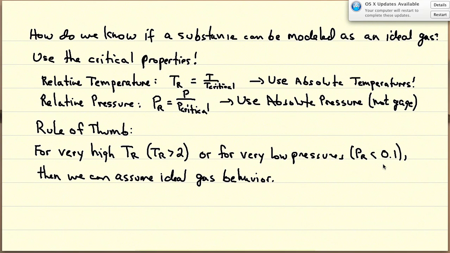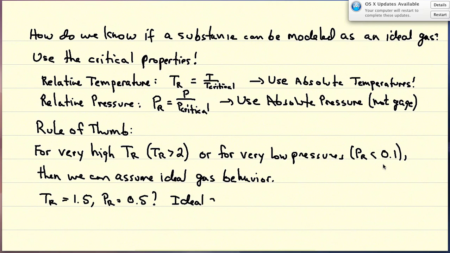But what happens if you're somewhere in between, right? What if, for example, your relative temperature is 1.5 and your relative pressure is, say, 0.5? What do you do then? Is that close enough where it could be ideal gas behavior? So, what if TR were equal to 1.5 and maybe PR is equal to 0.5, is that an ideal gas?